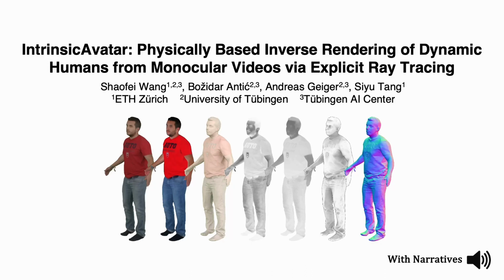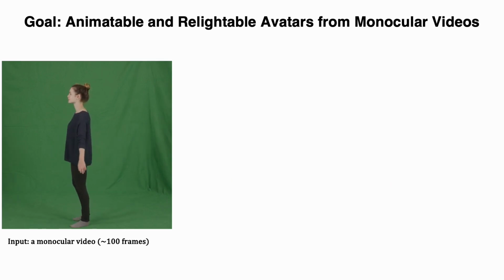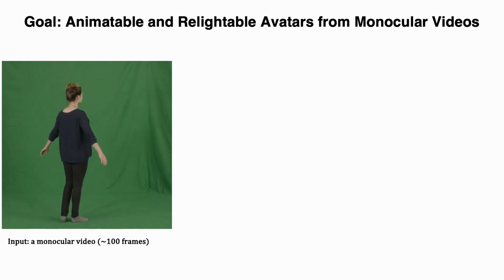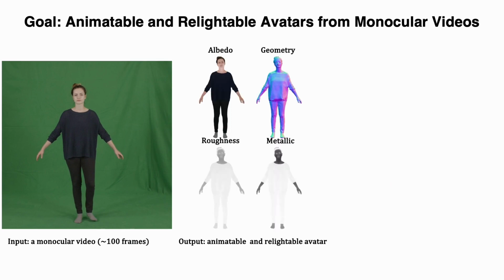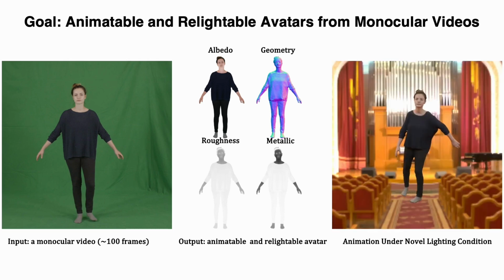We present IntrinsicAvatar, a novel approach to creating relightable and animatable clothed avatars from only monocular videos. Given a monocular video, our approach can create a clothed avatar with decomposed intrinsic properties in less than 4 hours. The avatar can then be animated and relit under arbitrary pose and lighting conditions.